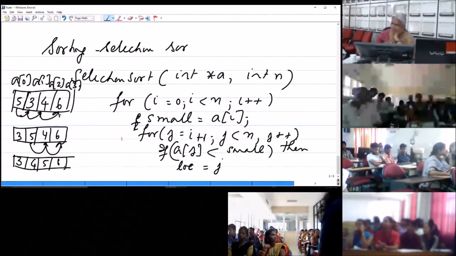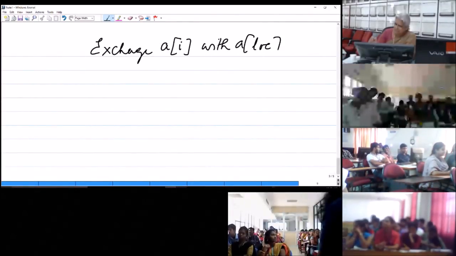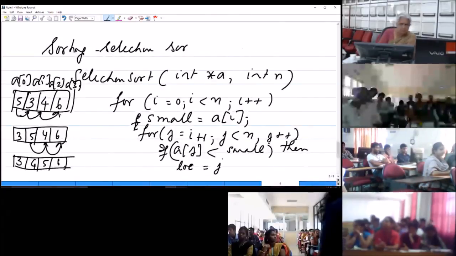I do this. Okay. Once this is done, that means at the end of one execution of this loop, I'm going to have the location of the smallest element in the array. Then next, what I will do is, I will simply exchange A of i with A of loc. Okay. So let's look at this problem over here. So I go through i equal to 0. I have the smallest element 5 there. Then I go from j equal to i plus 1 to n.